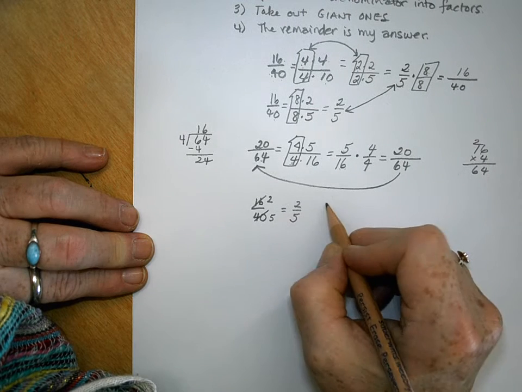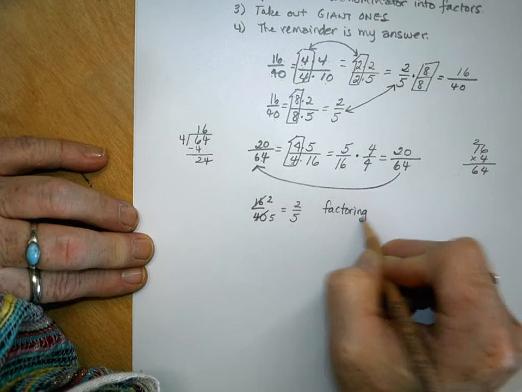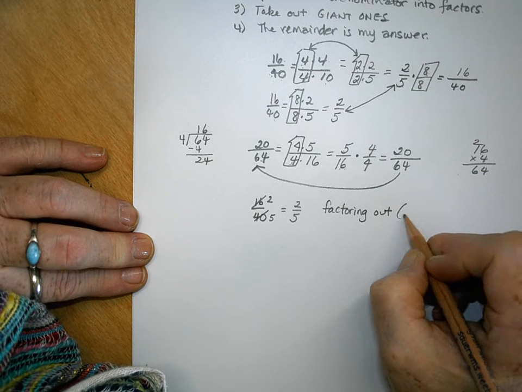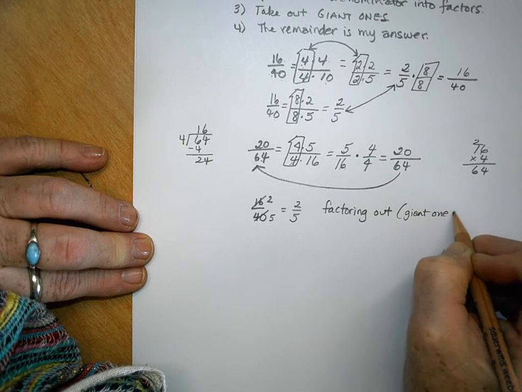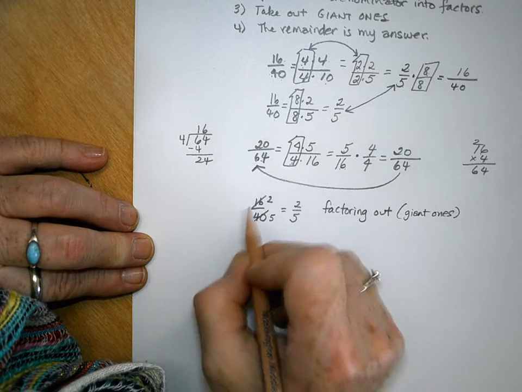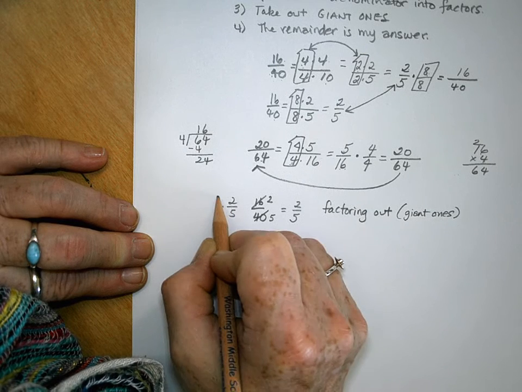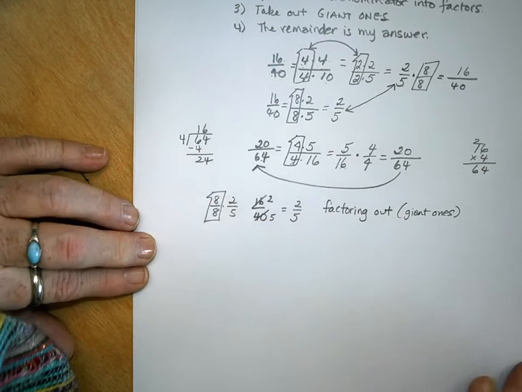This is called factoring out. What I'm factoring out are giant ones. So in this case, the giant one would have been 8.